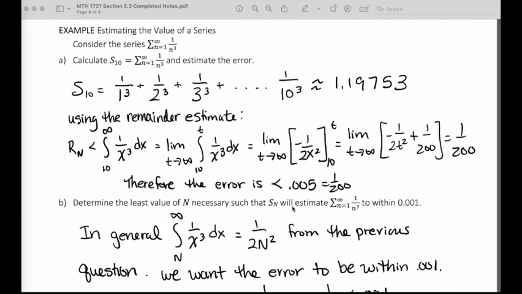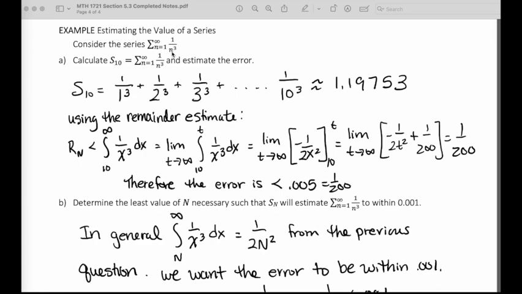So now looking at this, it says we're going to calculate the partial sum of 10 for this series of 1 over n to the third, and we're going to estimate the error. So if we want to find the partial sum of 10, that means I'm going to take all the terms of 1 over n to the third out to the 10th term and add them up. That's my partial sum for 10. And when you do that on your graphing calculator, you get 1.19753.